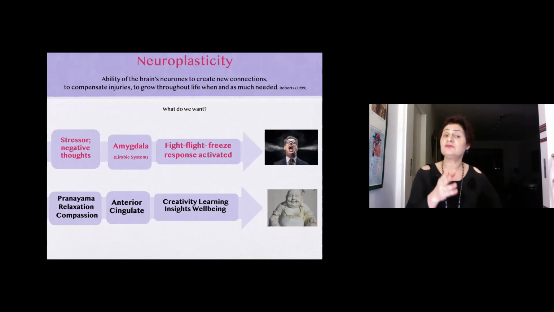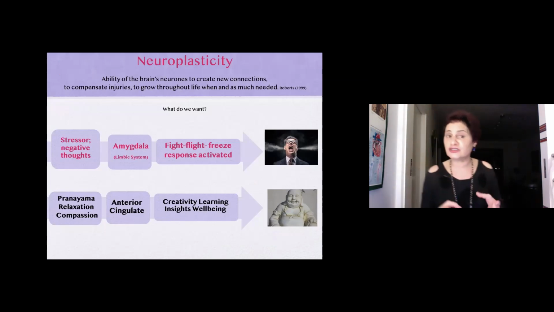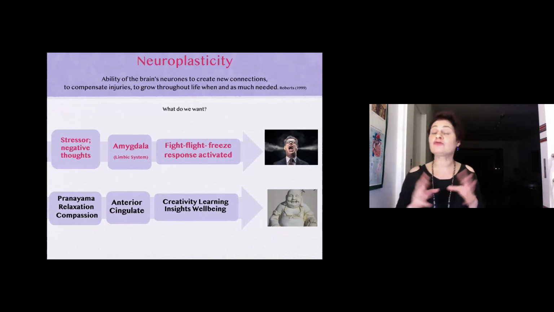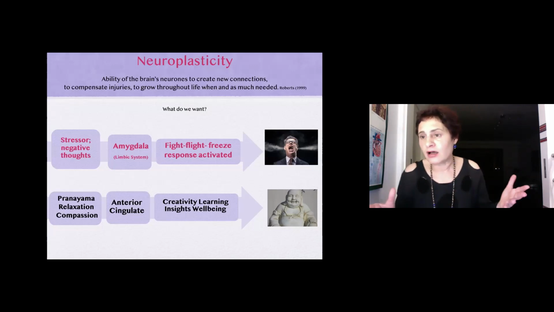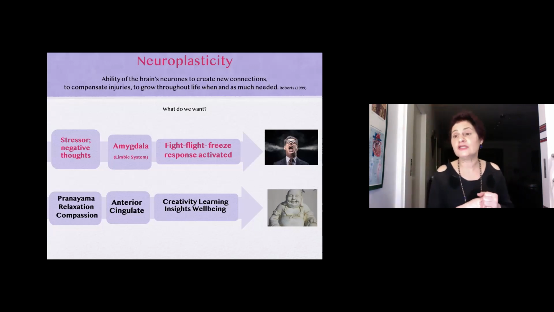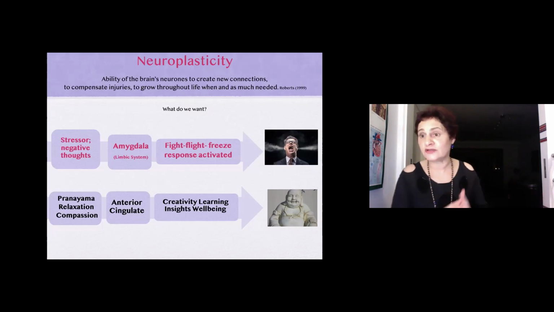The ability of the brain's neurons to create new connections, to compensate injuries, to grow throughout life when and as much needed. Contrary to what it was thought, well, we're going back 50 years almost, but really neuroplasticity is now accepted by the whole scientific community as a reality for the last 20 years.